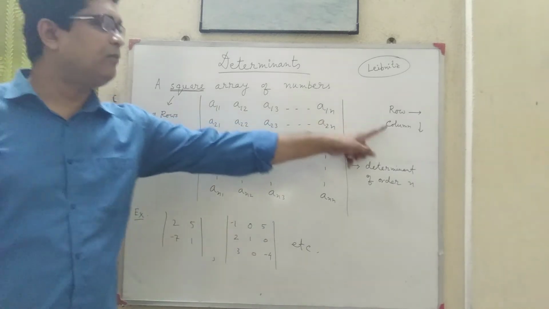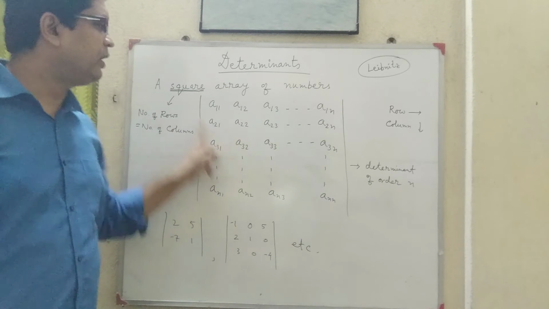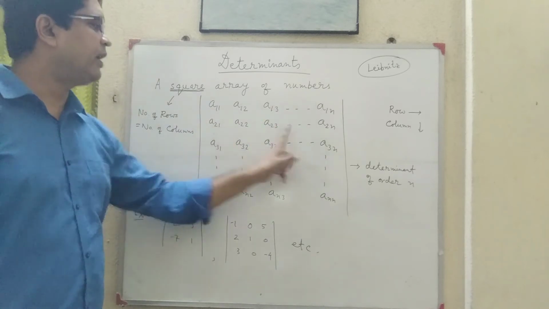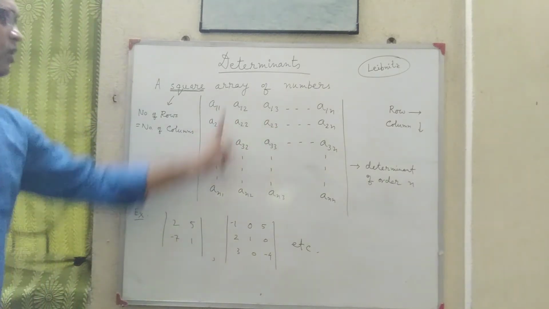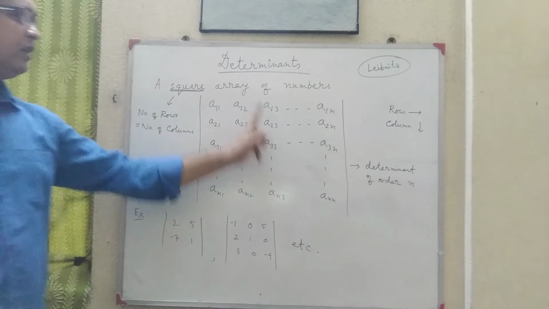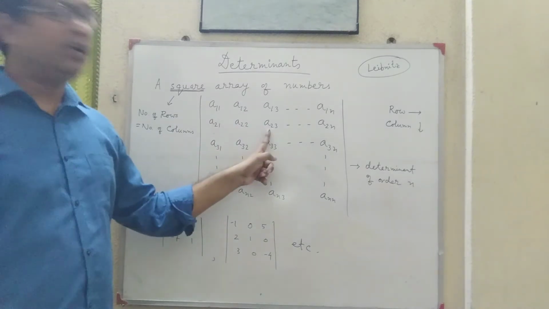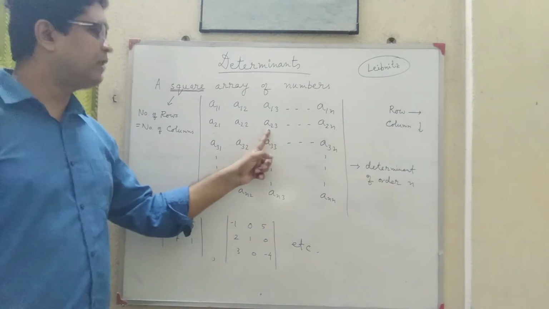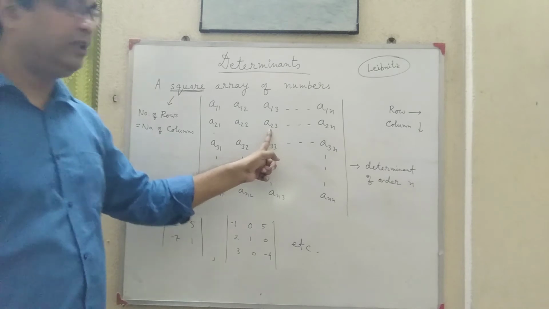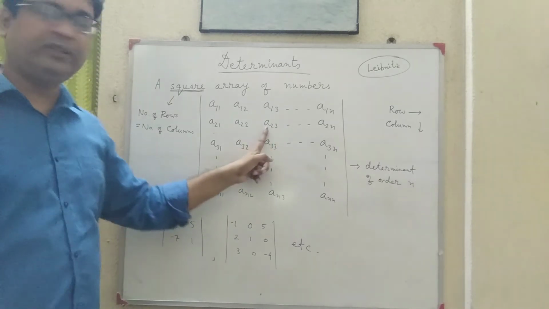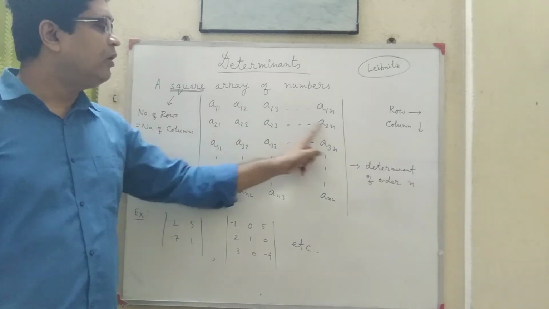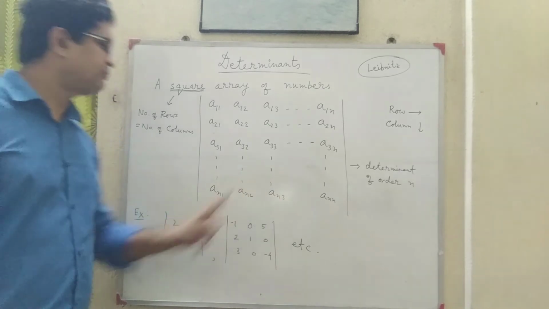As you know, row means these are rows: first row, second row, third row, and these are columns: first column, second column, third column. So A23, this subscript 23, denotes the position of the element in the determinant. A23 means it lies in the second row and third column.